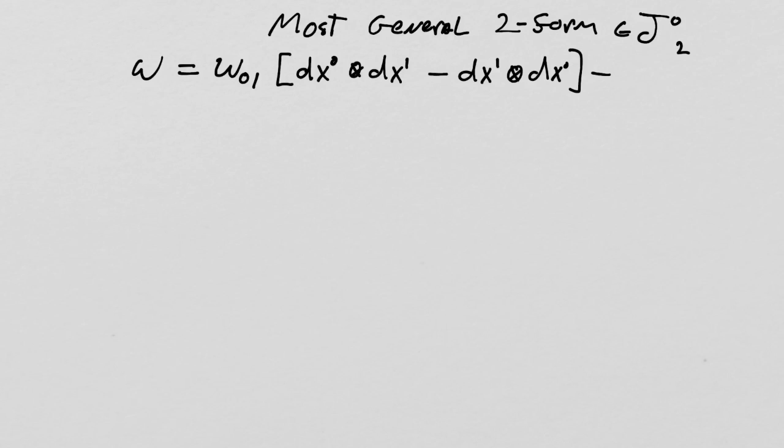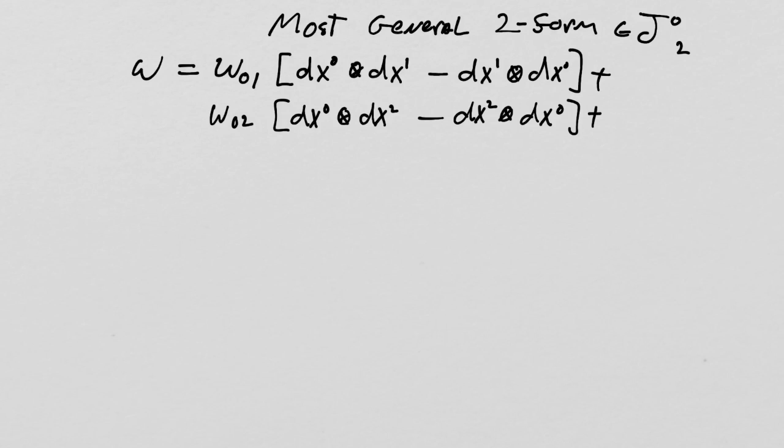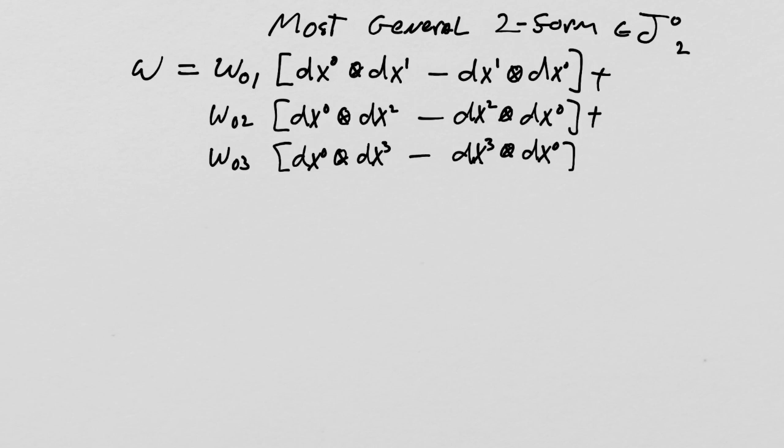Then that plus omega 0,2 dx^0 tensor product dx^2 minus dx^2 tensor product dx^0, for the same reason, plus omega 0,3 dx^0 tensor product dx^3 minus dx^3 tensor product dx^0, plus, now what?